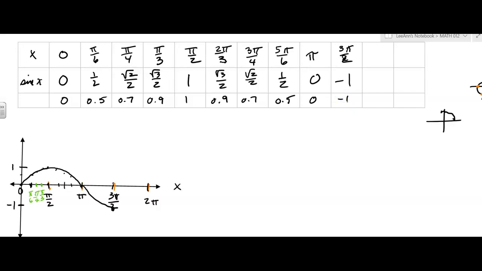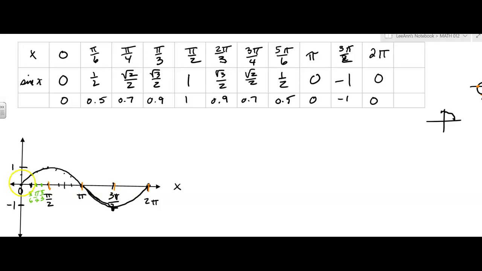Okay, then what's the next quadrantal angle? 2 pi. And then we're back at 0 because the sine of 2 pi is 0. So we're coming back up here. All right. I was trying to draw it again so it'd be smooth. Okay, that is the sine curve right there. That's for one circle, one trip around the unit circle.